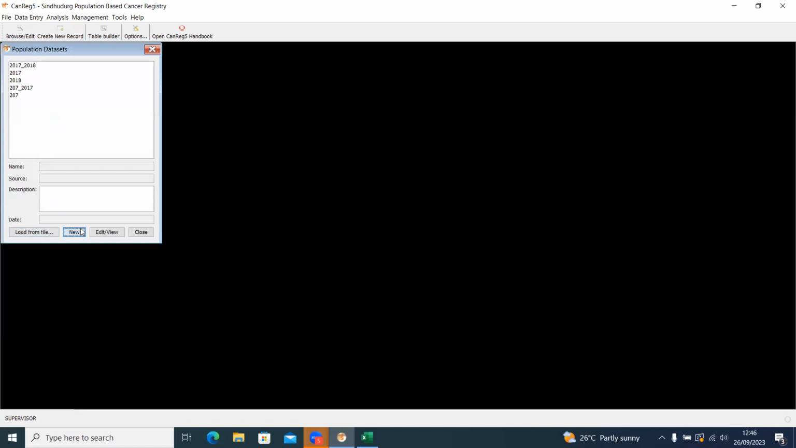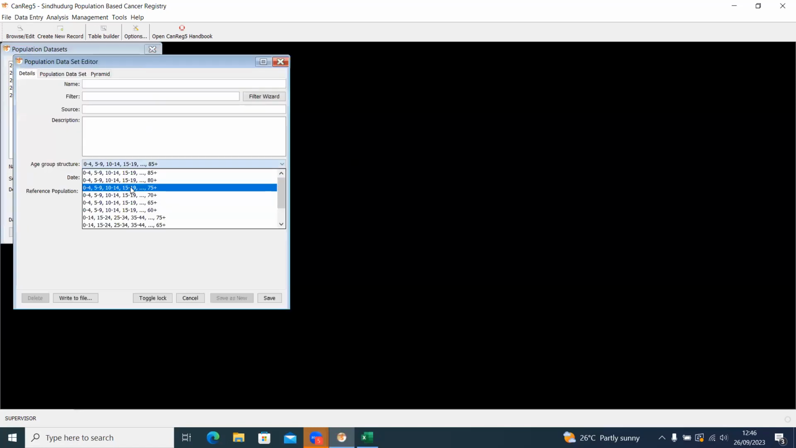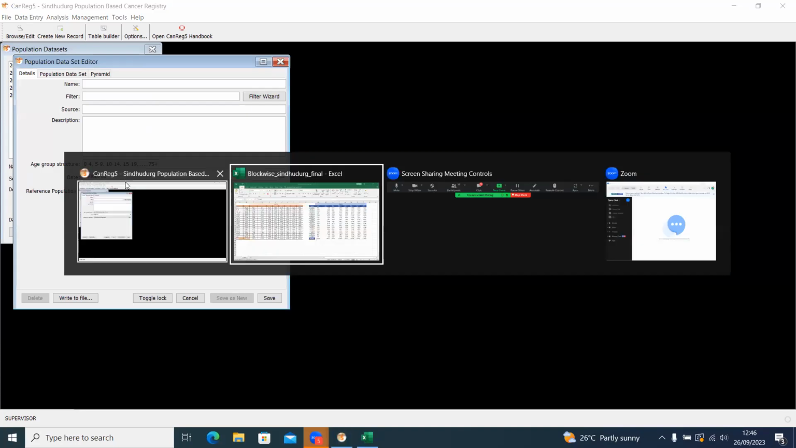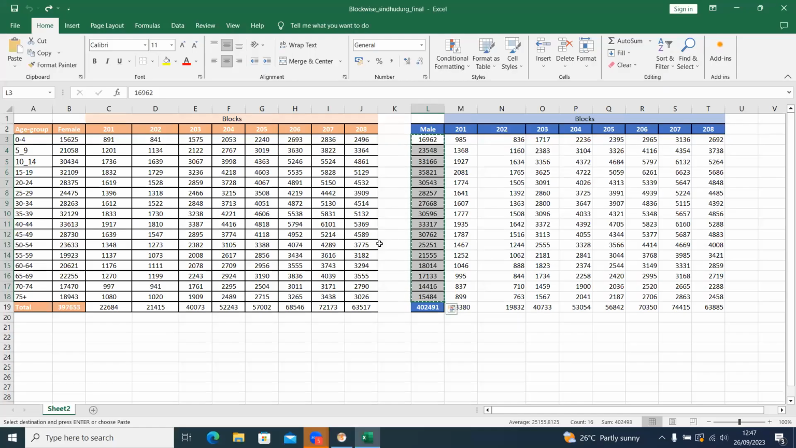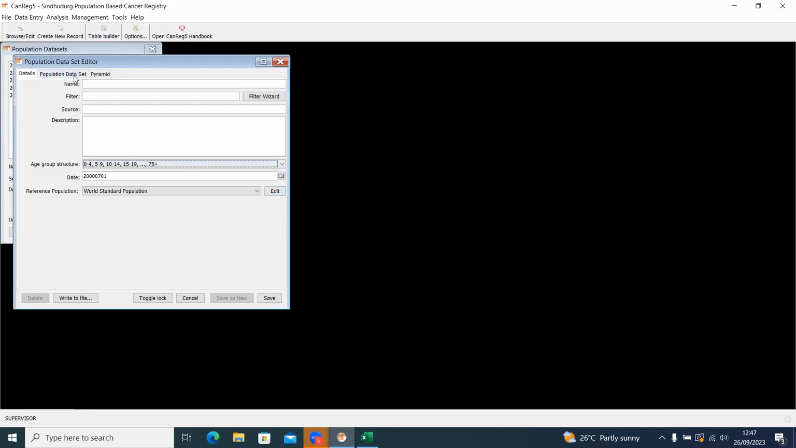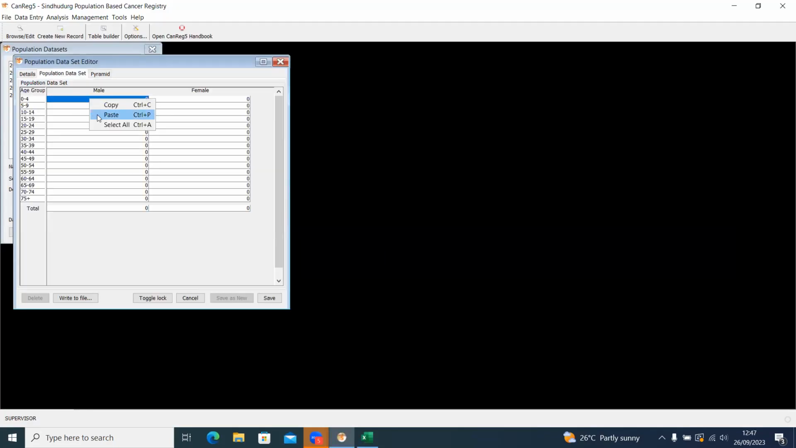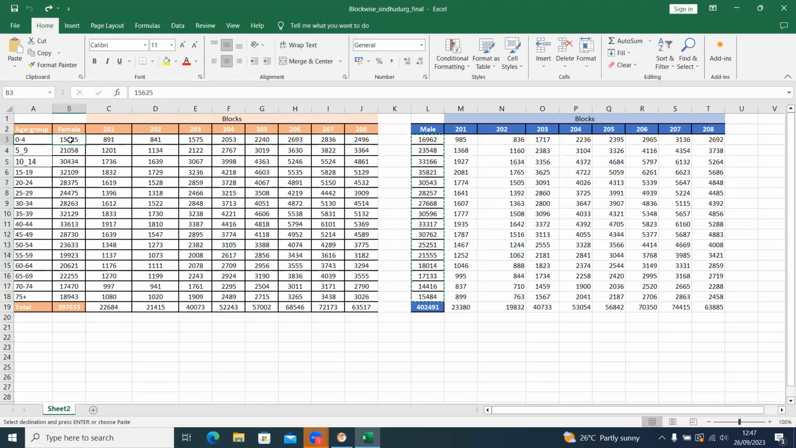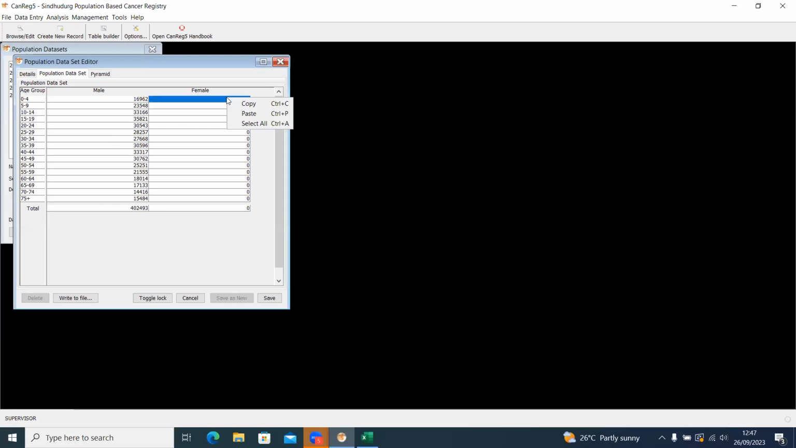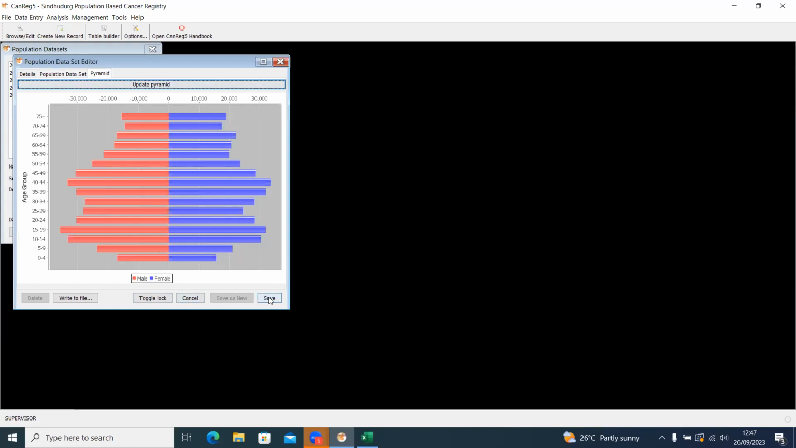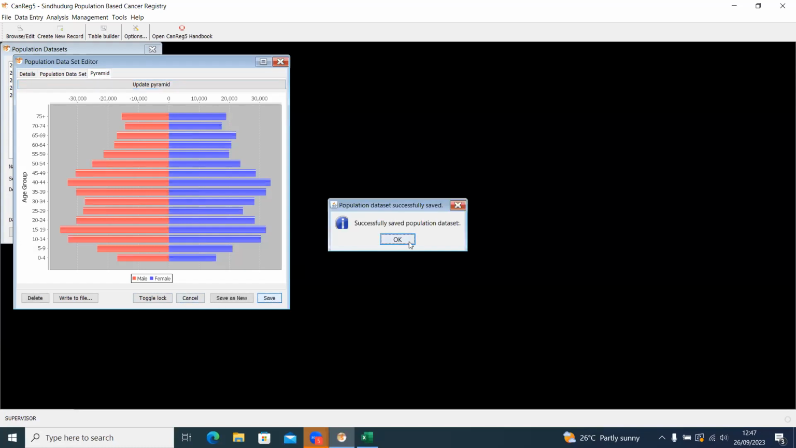Just before that, I'll just check the age groups. That is 0 to 75 age groups I have in my data set. So I'm adding this. Similarly, I will add for females also. I just copy from my Excel sheet and I'm pasting in Cambridge 5. We can see the pyramid here and save the database.